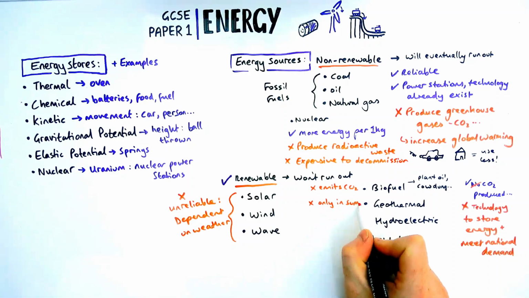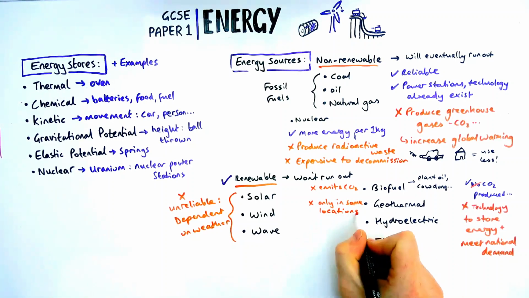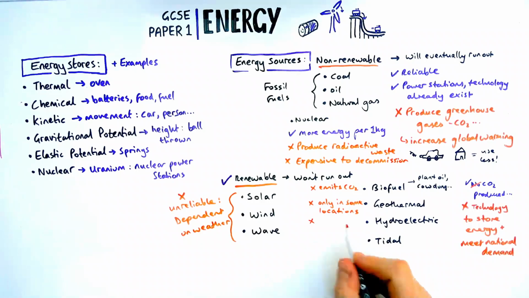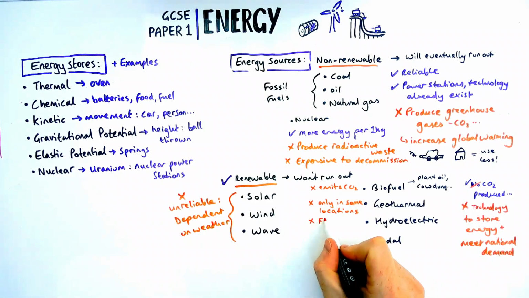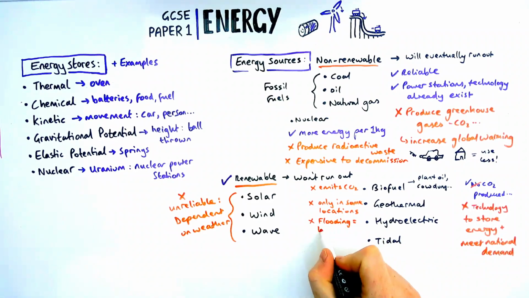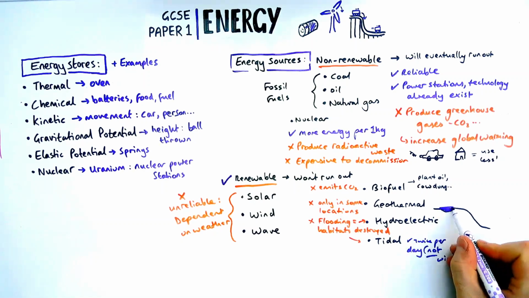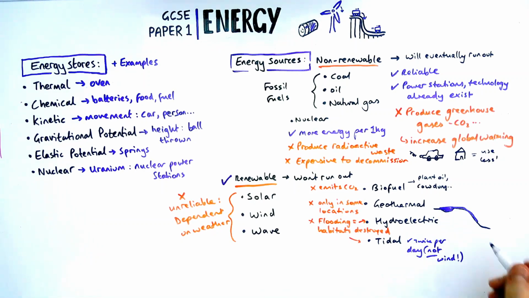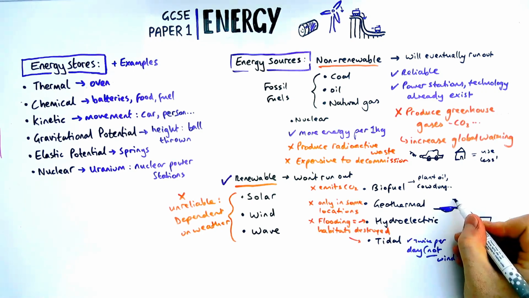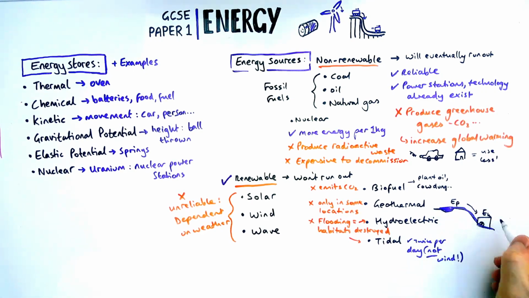Geothermal power plants use heat from the ground, and that's only available in some locations where there is lots of volcanic activity. Hydroelectric electricity has a downside of floods. There are lots of habitats destroyed when you build these giant hydroelectric dams. As a quick reminder, hydroelectricity is from a reservoir of water up high going downstream. We can harness the kinetic energy that produces when it turns a turbine.